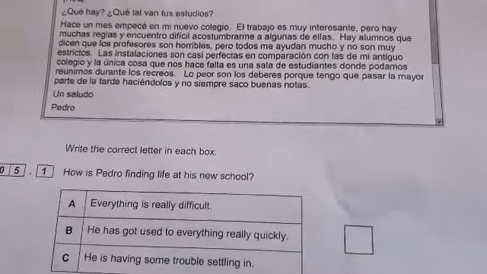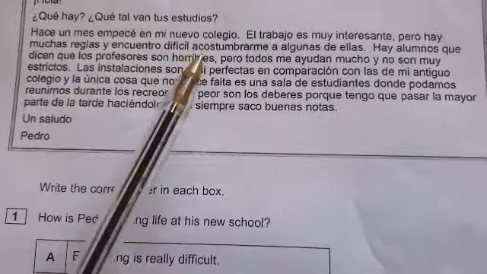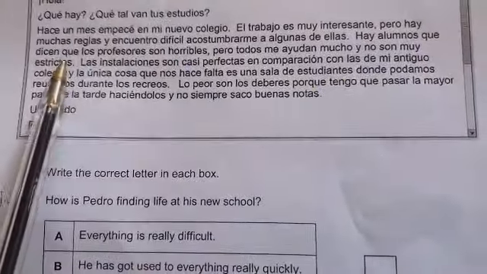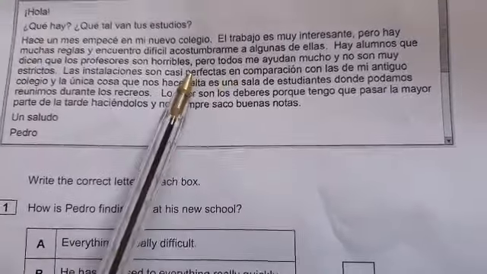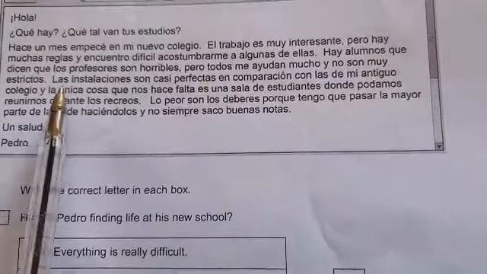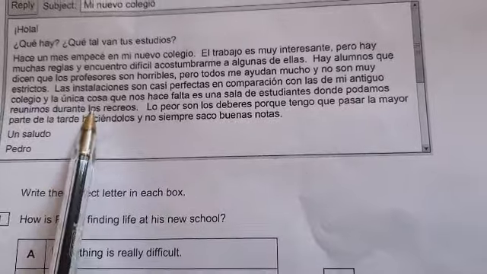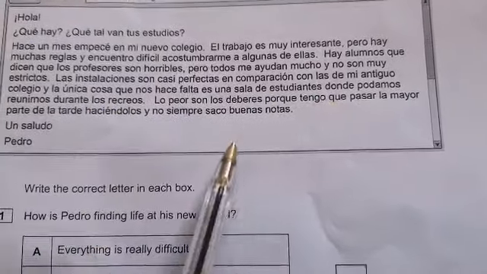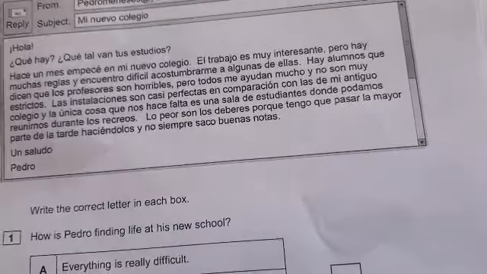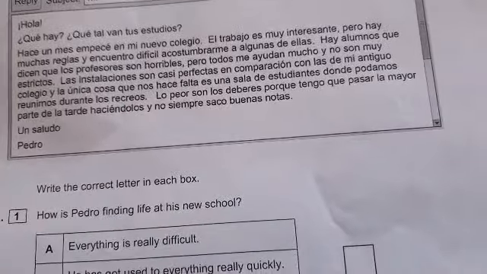Okay, I would just go through it first and just see the words that look similar to words in English, like horrible, much, which is a lot, estrictos, strict, perfectas, perfect, comparación, comparison, durante, during, and so on. I will just go through and make sure that I do know, first of all, the words that look similar in English and also underline the words that I already know.